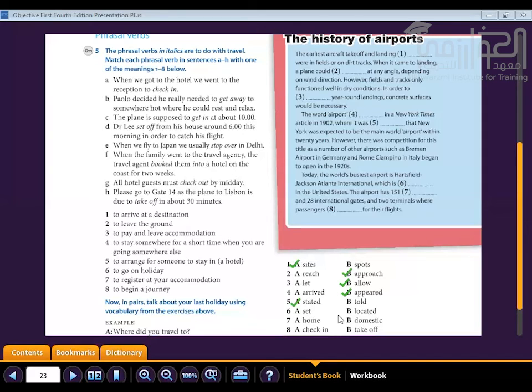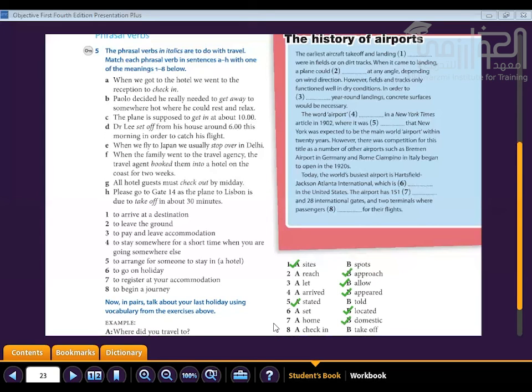We have six. Six is B, that's located. That is a place. So it's located in the United States. You can find it in the United States, not set. We use the word set when we are talking about films and the place where the thing happened, when we tell stories or speak about films where the story is told about the place. But here in this context we use located. Then seven, we have flights are either domestic or international flights.